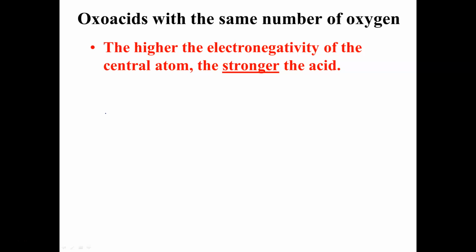So we're going to compare oxyacids with the same number of oxygens first. So the higher the electronegativity of the central atom, the stronger the acid is going to be. So we're back to electronegativity here.